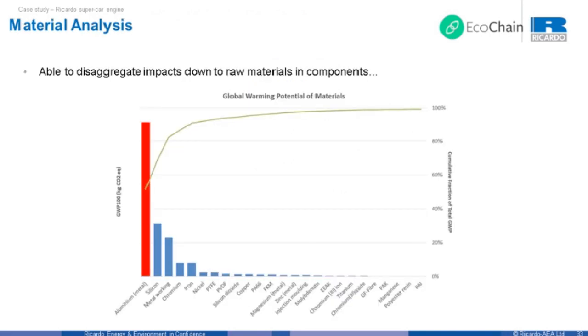The results can be cut in different ways. This plot shows how different raw materials contribute to the engine's global warming potential. We see that over half the impact arises from just one material, aluminium. This reflects the high carbon footprint associated with the manufacture of aluminium, which is a very energy-intensive process.